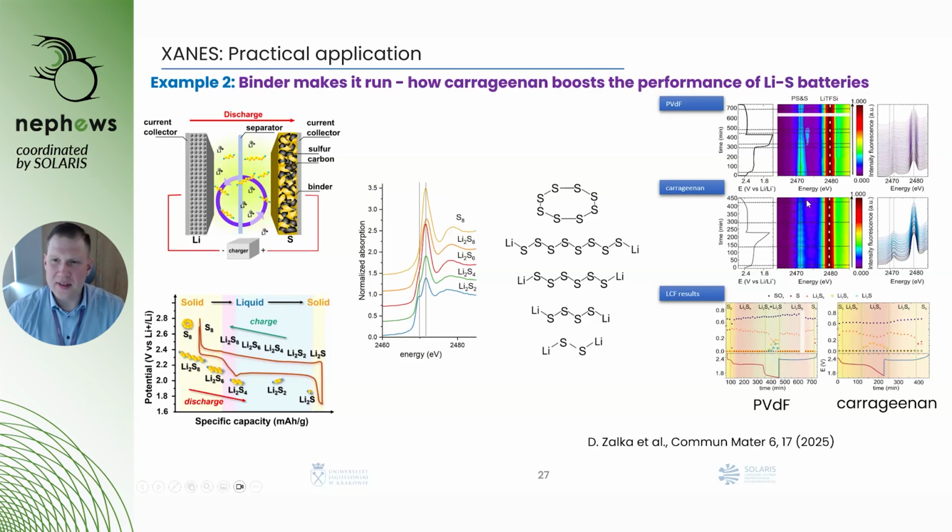Here you can see the maps, and if we take a cross section of these maps, you will see the absorption spectra. And by analyzing and making a linear combination fitting, which we already discussed, of these spectra, we could investigate what kind of compounds appeared during charging and discharging of the battery.